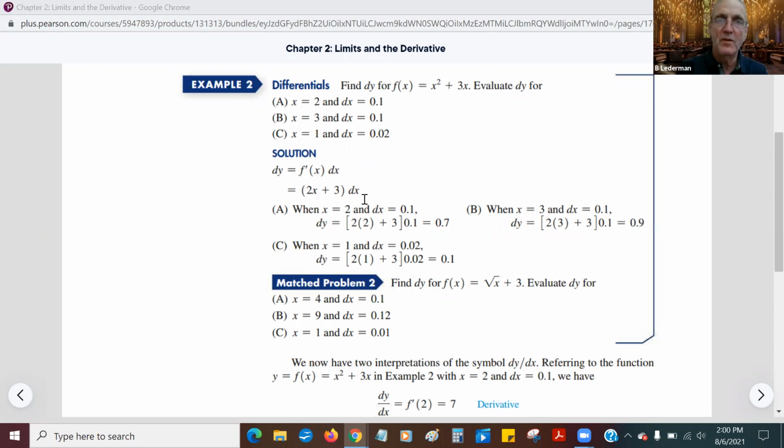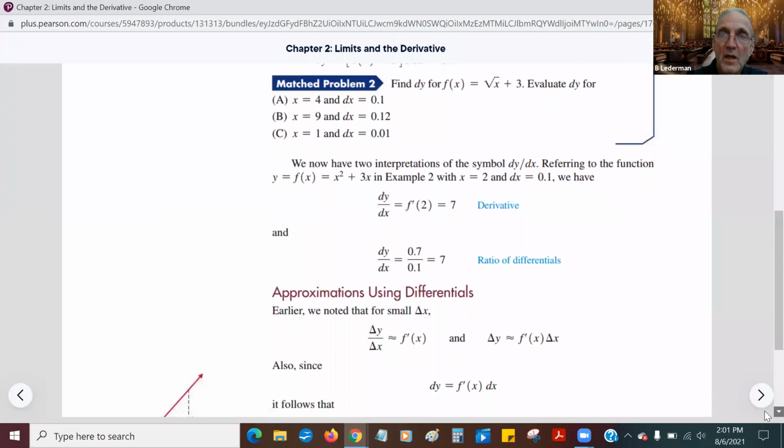In other words, notice that these first 2 lines here are going to be the same for all the problems, A, B, and C. Now all we have to do is plug in the different numbers. So here I'm plugging in 3 for x and 0.1 for dx, and I'm getting 0.9. Here I'm plugging in 1 for x and 0.02 for dx, and I'm getting 0.1. So basically you take the derivative and then you just plug in whatever you have to plug in. That's how it goes. Okay, moving on.